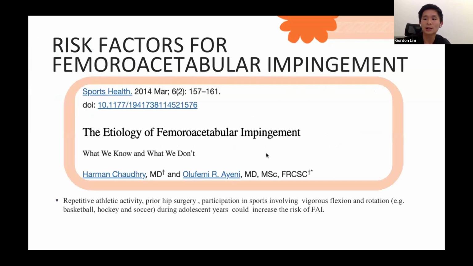So what are some of the risk factors of developing FAI? According to authors Chaudhry and Ayeni, they found that risk factors include genetics, repetitive athletic activity, and prior hip surgery, in individuals who participate a lot in sports that involve vigorous flexion and rotation during their younger years. This is especially so if they compete about 3 times a week, considering both competition and training days. They do have an increased risk of developing FAI.